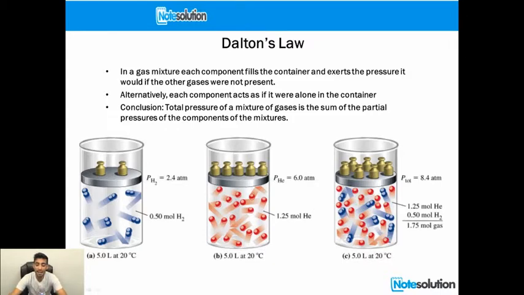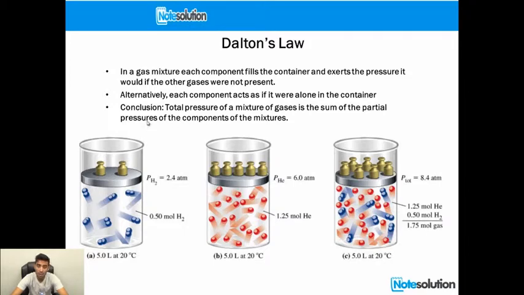Alternatively, each component acts as if it were alone in the container. So they act independently of each other. The pressure they exert on the container is independent of the presence of another gas or not. So what Dalton's law concludes is that the total pressure of a mixture of gases is the sum of the partial pressures of the components of the mixture.